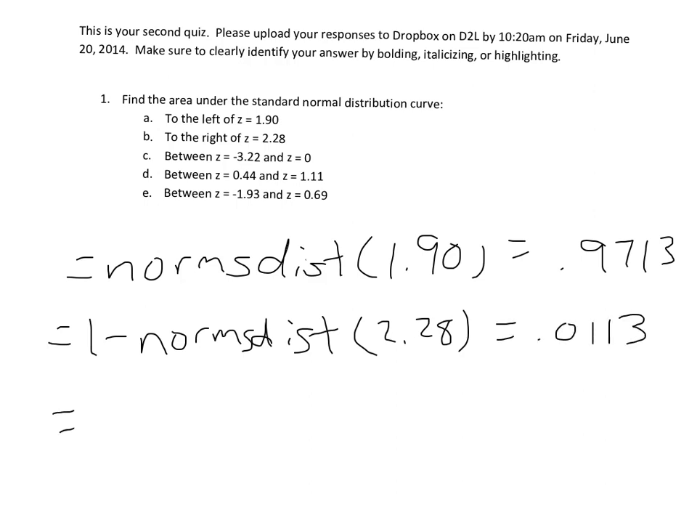Third one, between 0 and negative 3.22, NORM.S.DIST of 0, which we do know is 0.5, so I could have just done 0.5. I'll just erase this and do 0.5 minus NORM.S.DIST of the other thing, because I know it's half of it. So you can do 0.5 minus NORM.S.DIST of negative 3.22, and I'd get 0.4994.